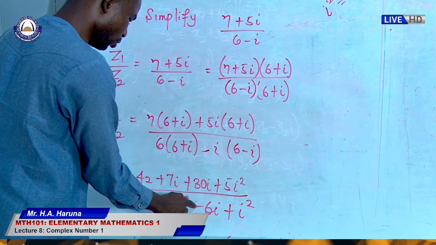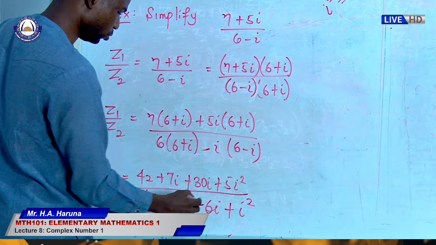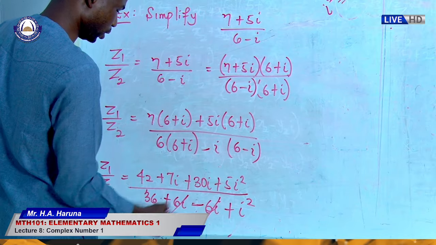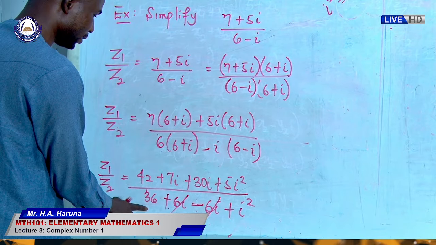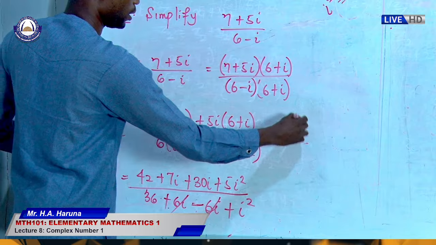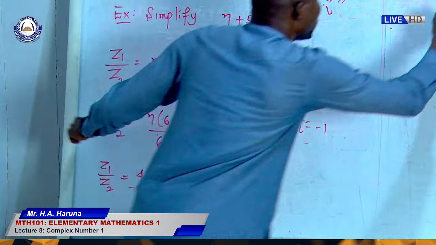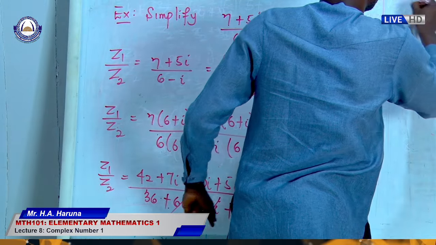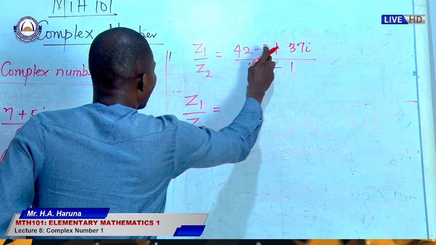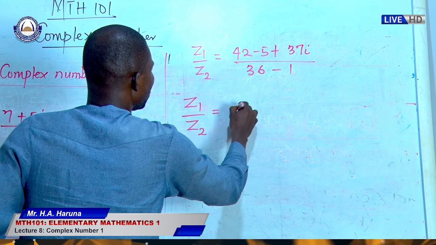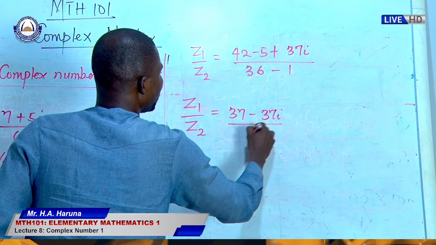So recall that the conjugate, when they multiply, gives us a real number. So minus 6i plus 6i is 0. This will cancel out. Now i squared is minus 1. Recall, i squared is minus 1. So 36 minus 1, that's what you have. So Z1 over Z2 will give me 42 minus 5, that is 37, so 37 minus 37i over 35.